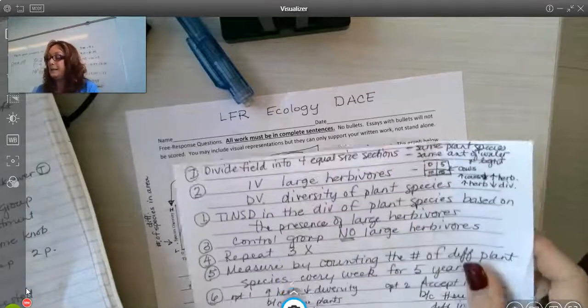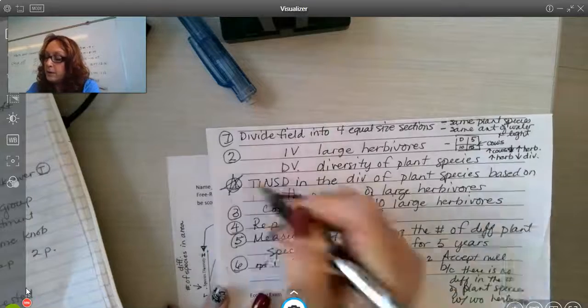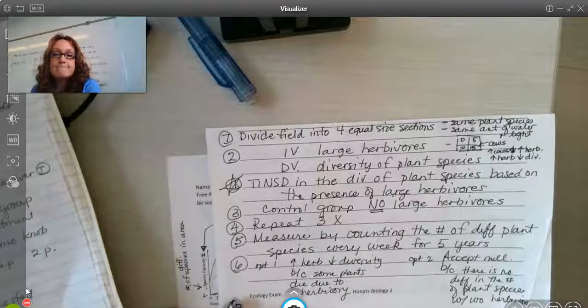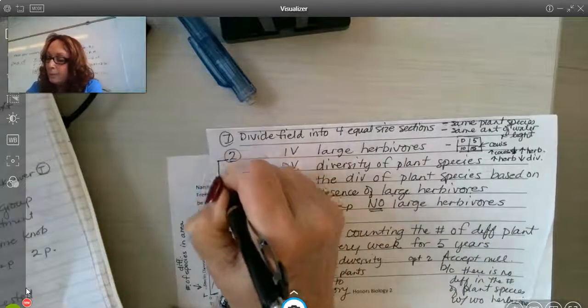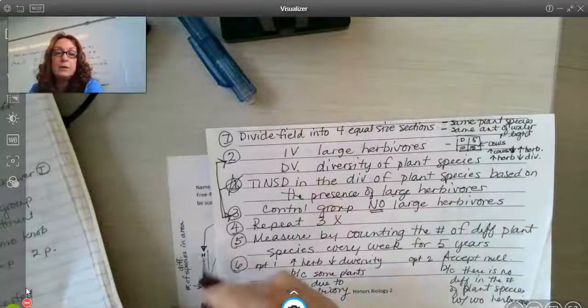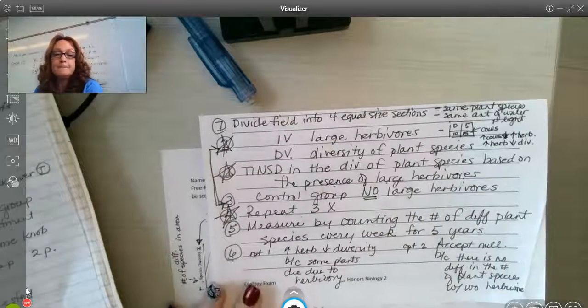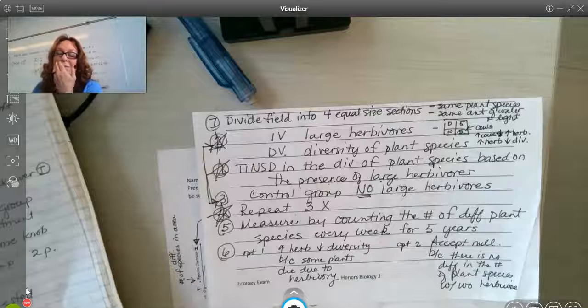So I'm guessing if I had to pick which ones I would keep, I'd always keep the null. I might combine the control and the independent variable. Always keep the repeat. And then any of the other ones, I think you'd be okay. Just pick one of those. I think that'd be fine.